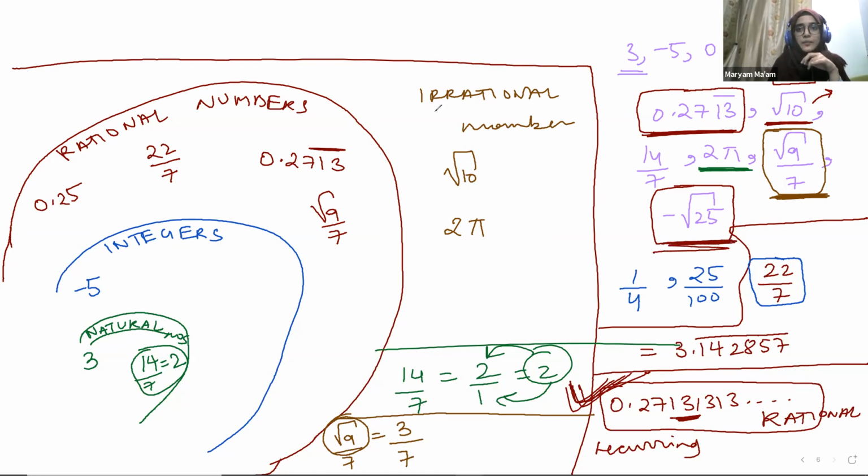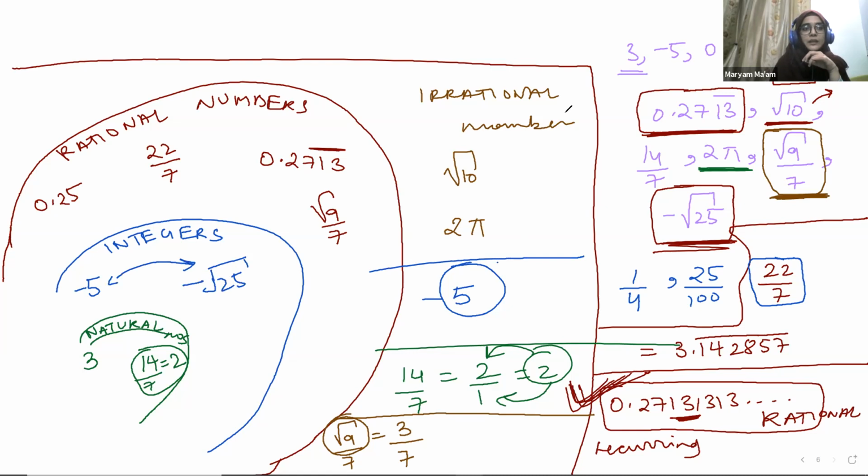Why is it an integer? Because minus of root 25, this root 25 is nothing but 5, right? So instead of this I can just write 5. So this turns out to be minus 5, right? So minus 5 comes over here. So minus root 25 is an integer. These are both the same thing, minus 5 and minus root 25. So any doubts up until now? Anything that you found troublesome or problematic? Anyone? No, no, ma'am.